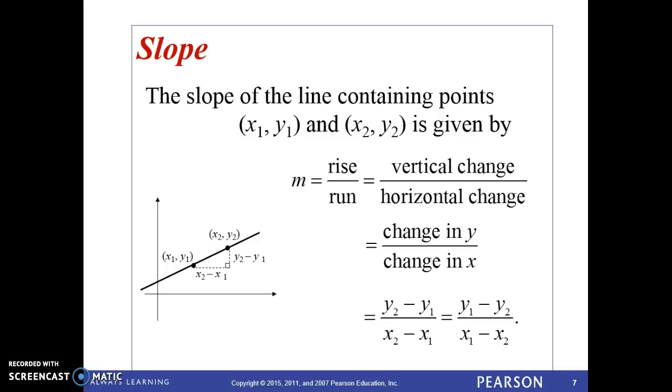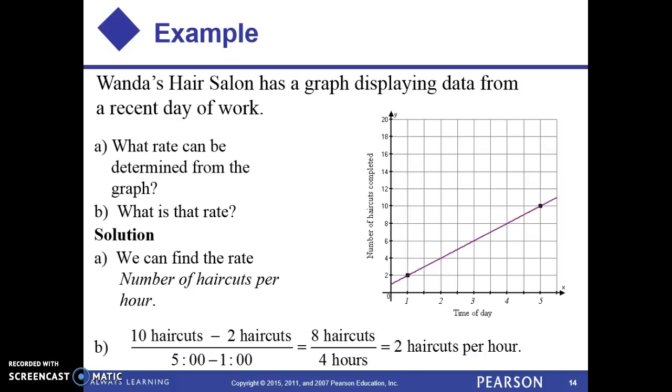And then they're going to talk about how to put it into different forms, in other words, rearranging it to make it look the way we want it to look. Then we're going to use some examples like this. Here's Wanda's hair salon, and they're going to look at how we can apply that information. In this case, we can look at how many haircuts per hour we're able to do, because we're comparing the time and the number of haircuts. So they're looking again at applications of this particular type of equation.